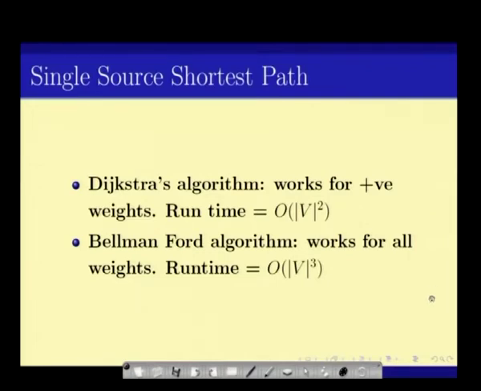We take a short break now. When we come back, we will see how to generalize this algorithm to finding all pairs shortest path.